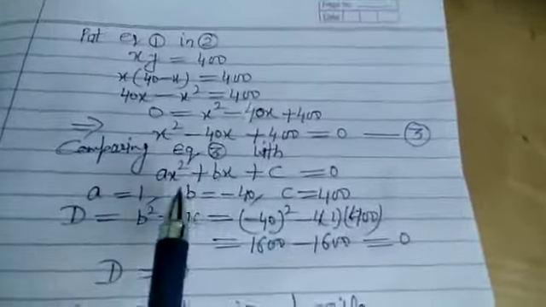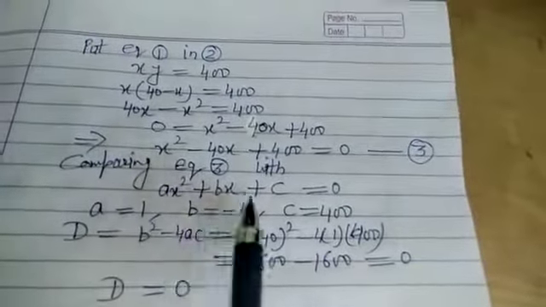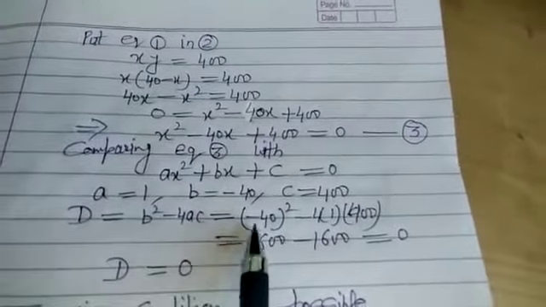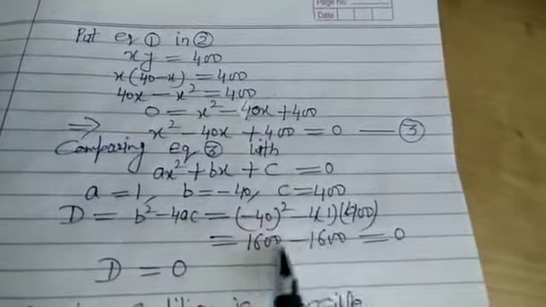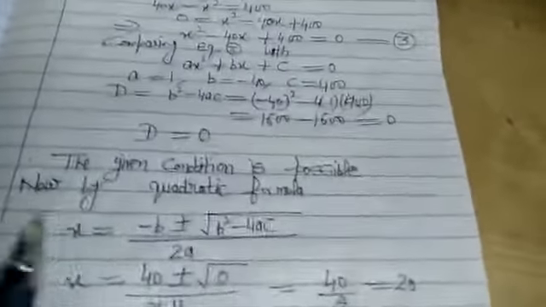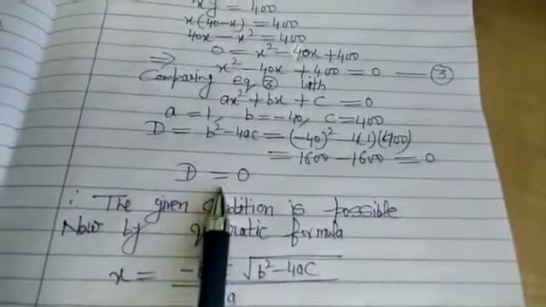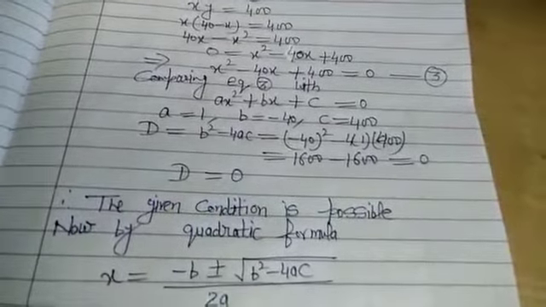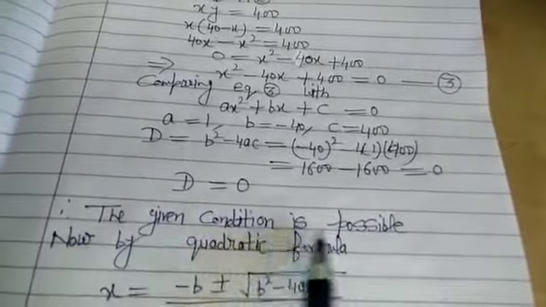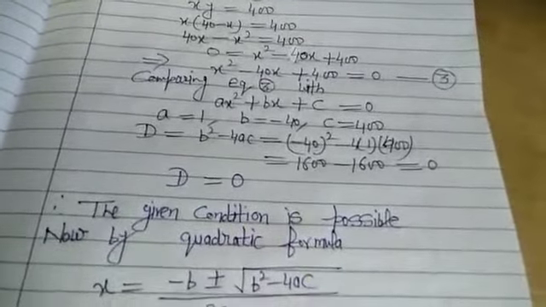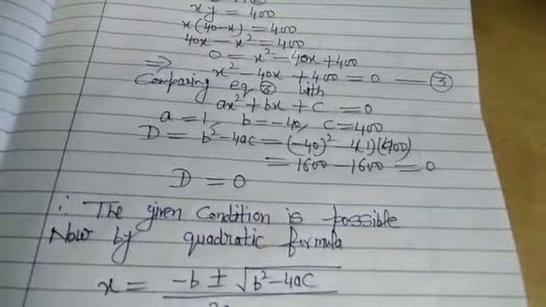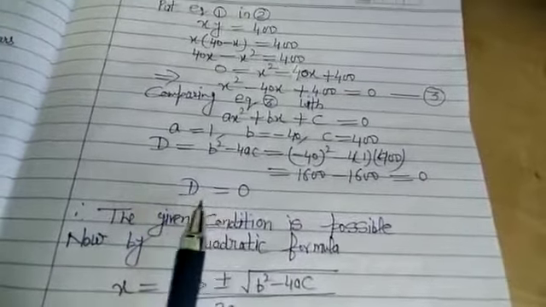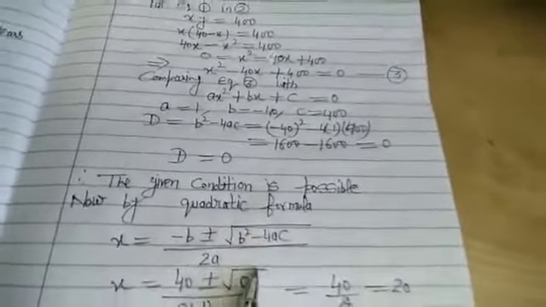So I can write this equation as x square minus 40x plus 400 is equal to 0. Now comparing it with the standard quadratic equation, the value of a is 1, b is minus 40 and c is 400. Now the value of discriminant, b square minus 4ac, after solving it, is coming 0. So when the discriminant is 0, it means it has two real and same roots. So the given condition is possible. Only when the discriminant is negative will the given condition not be possible. And if the discriminant is greater than or equal to 0, then the given situation is possible.